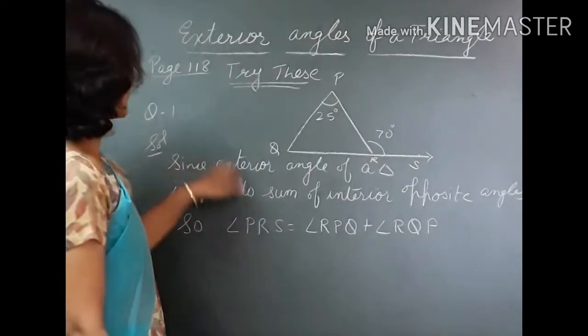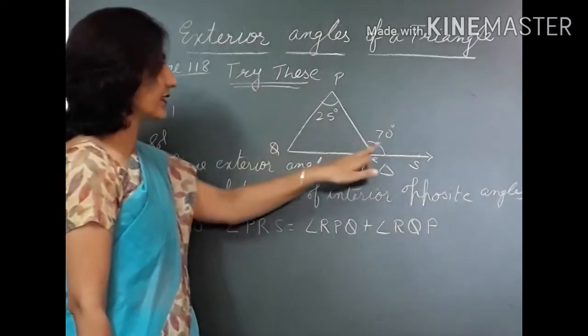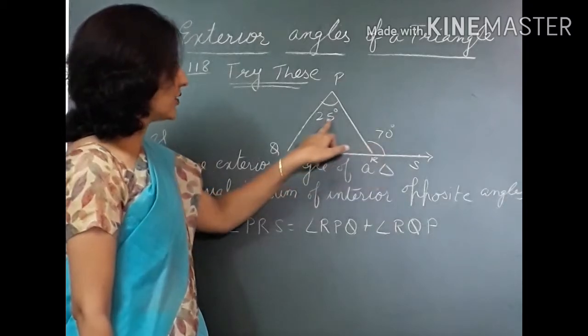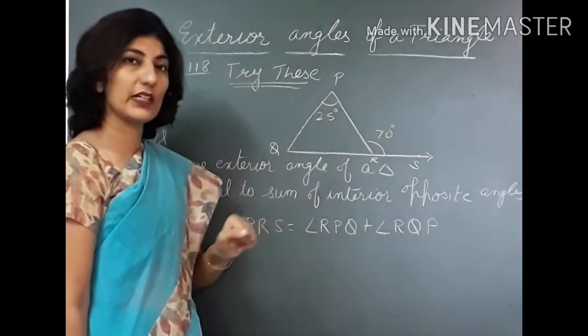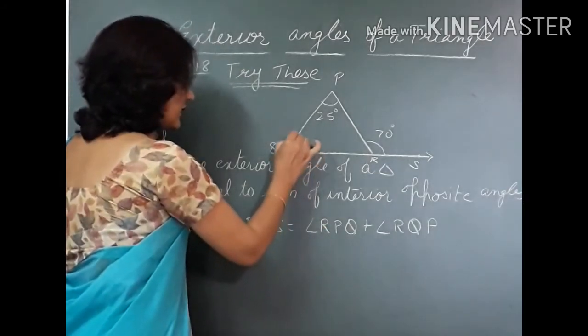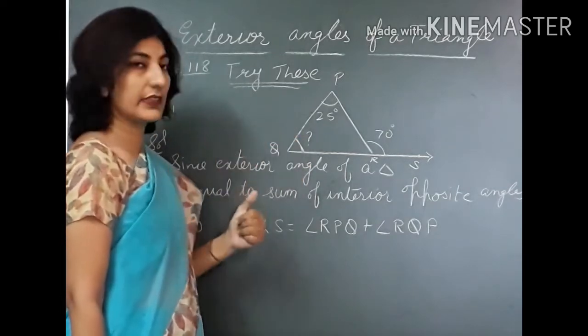Next is the exercise on page number 118. Here the first question is given. The exterior angle of the triangle is of measure 70 degrees and one of the interior opposite angles is given. You have to find the measure of the other interior opposite angle. Means you have to find this angle. You can name this as x or you can leave it like this also.